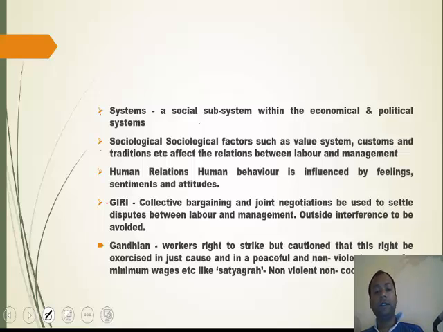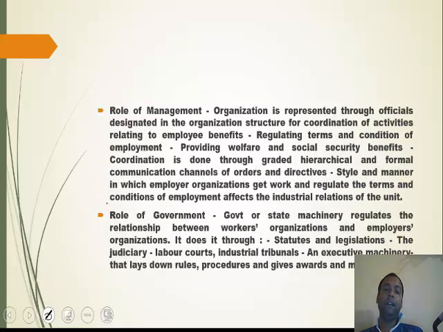Gandhian principle: workers' right to strike, but with the caution that this right be exercised for just cause and in a peaceful and non-violent manner, for minimum wages, etc. Like satyagraha, non-violence, non-cooperation.